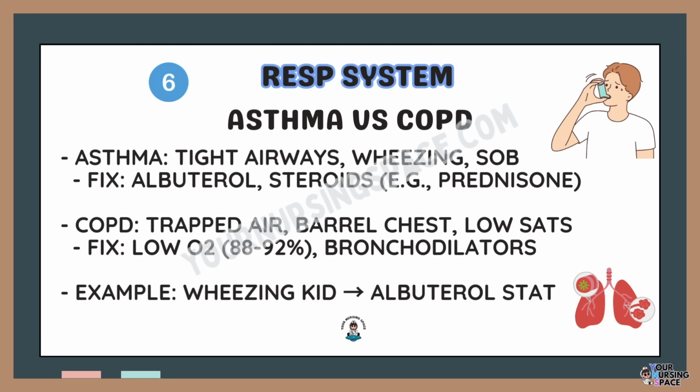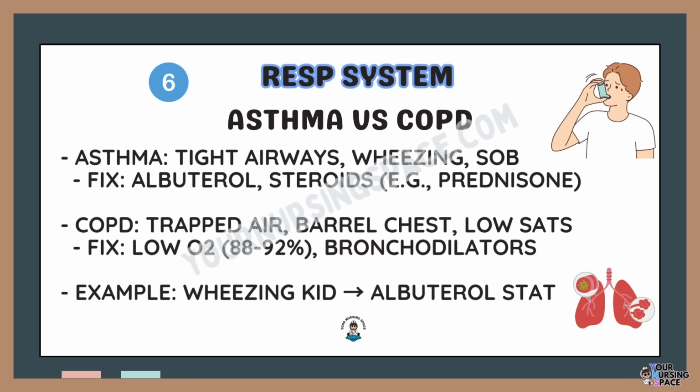If an acute attack hits, you move quick. Albuterol's your star because it's a fast bronchodilator, opening those airways up. Then you follow with steroids like prednisone to settle the inflammation down. Picture it: a kid's wheezing loud, respirations at 32 per minute. You hit them with albuterol stat, and if their sats fall below 90, you add oxygen. NCLEX trick: they might ask, what's first? It's always the bronchodilator. Speed matters here.